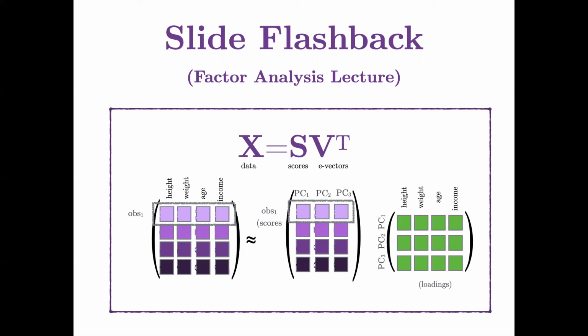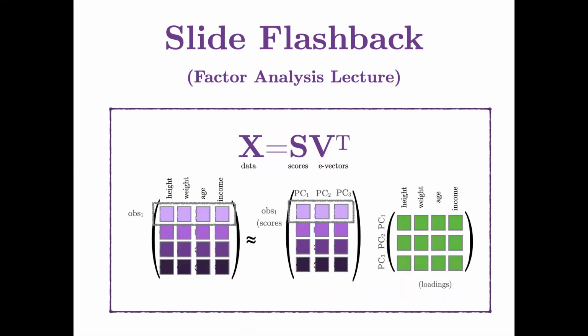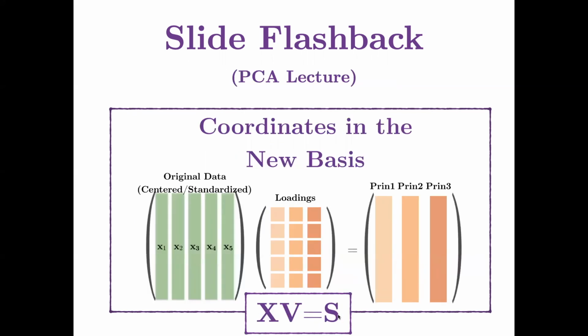The first came from the PCA recap. This was actually part of an optional video, and we were looking at principal components as a matrix factorization. So we had the scores times the eigenvectors. When we talked about principal components, we talked about how to get the coordinates in the new basis. So the scores were equal to X times V. Well, that's two different equations with the same exact objects in them: X is equal to S times V transpose, and X times V is equal to S.